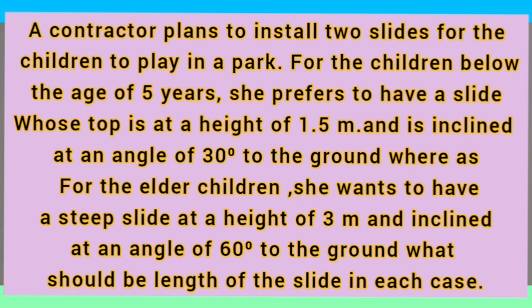A contractor plans to install two slides for the children to play in a park. For the children below the age of 5 years, she prefers a slide whose top is at a height of 1.5 meters and is inclined at an angle of 30 degrees to the ground. For elder children, she wants a steep slide at a height of 3 meters and inclined at an angle of 60 degrees to the ground. What should be the length of the slide in each case?